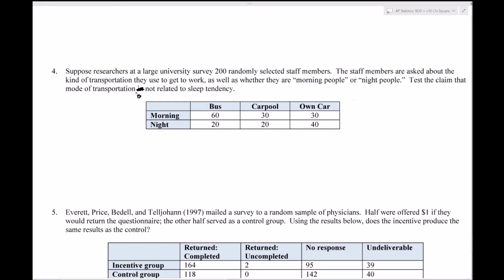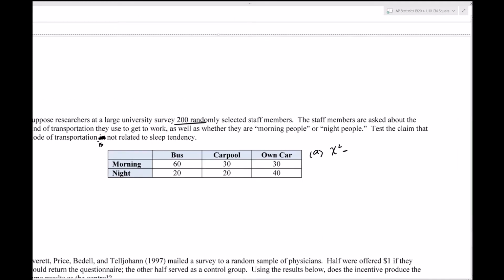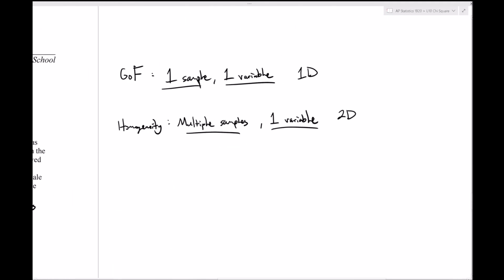So for part A, the type of chi-square test. So obviously chi-square, and which would it be? So what I would do is I'd look at how many samples they have. They have one sample, 200 people. So 200 people in a single sample. That is not homogeneity. Homogeneity is multiple samples, one variable. This is what we call the test for association or independence.